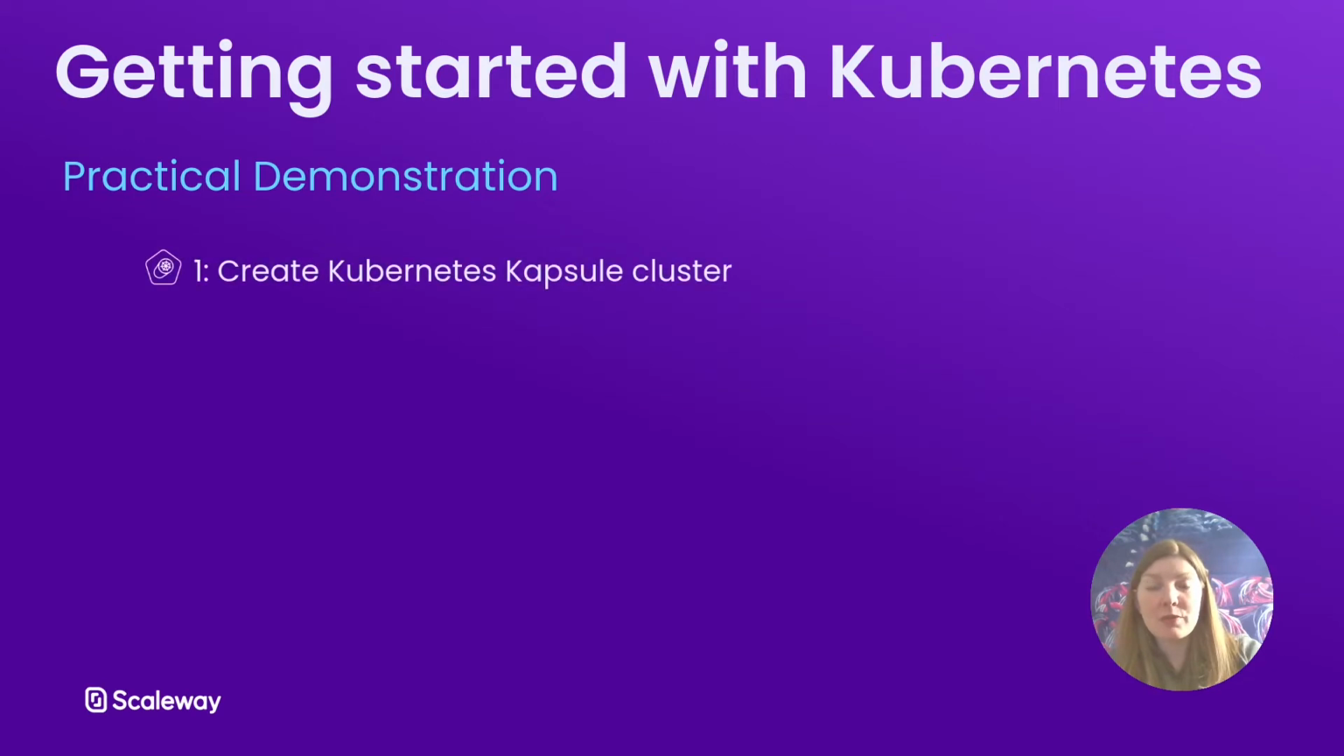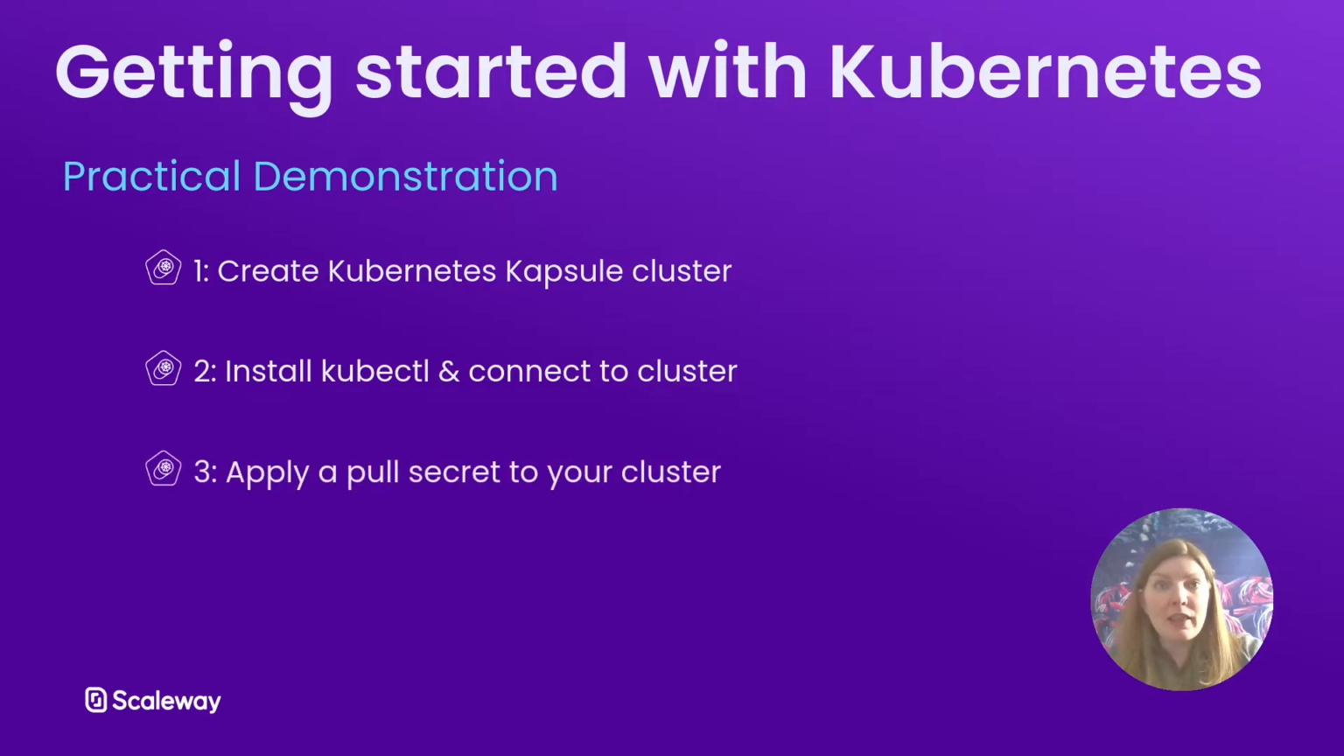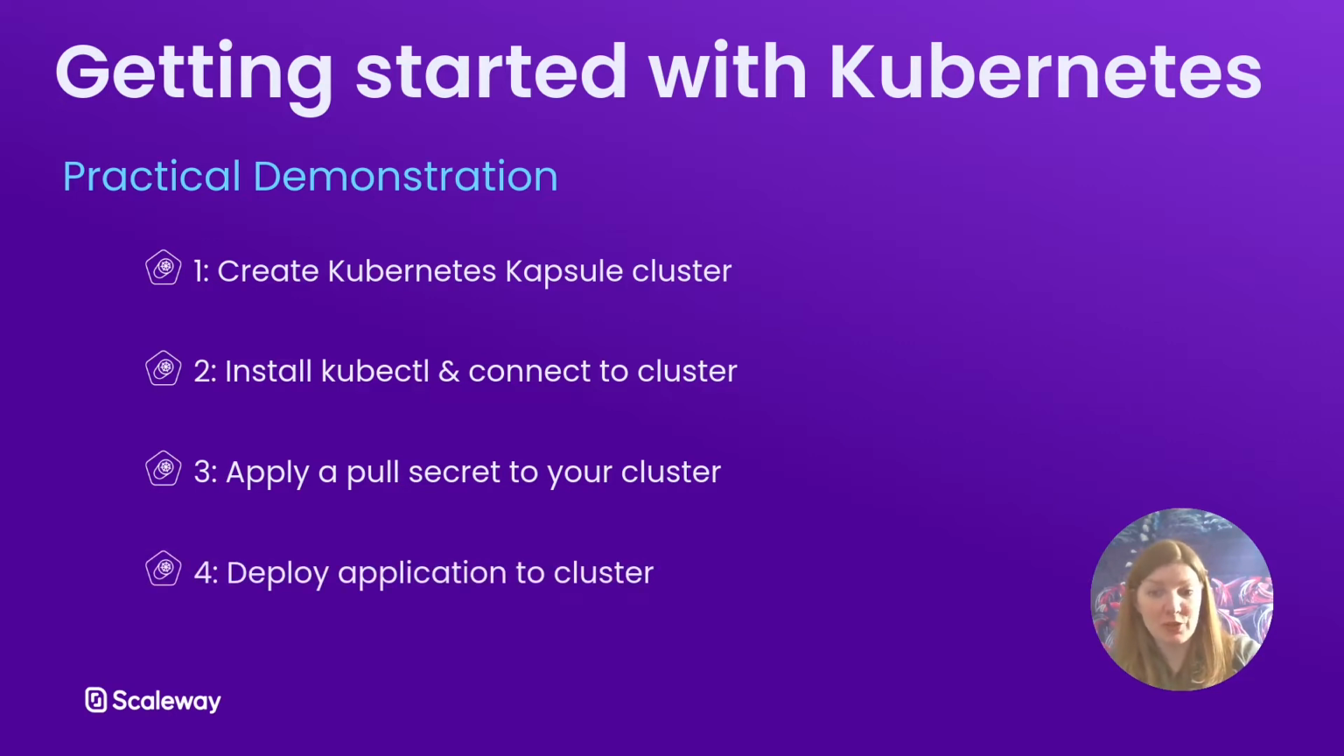So first, we will show you how to create a Kubernetes Capsule cluster. Then we'll show you how to install kubectl and connect to your cluster from the command line. Then we'll show you what a pull secret is, why you need it, and how to create and apply a pull secret for your cluster. And finally, we'll show you how to deploy an application to your cluster. So let's get started.